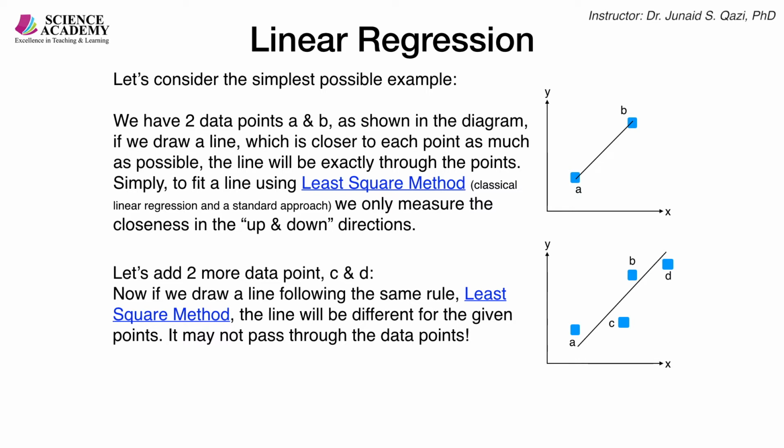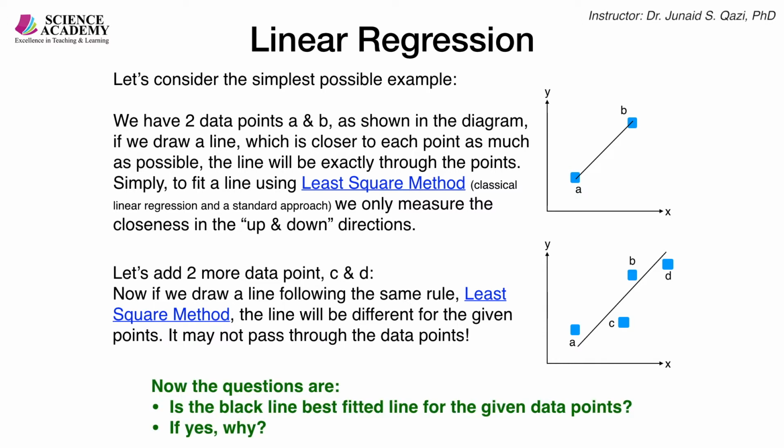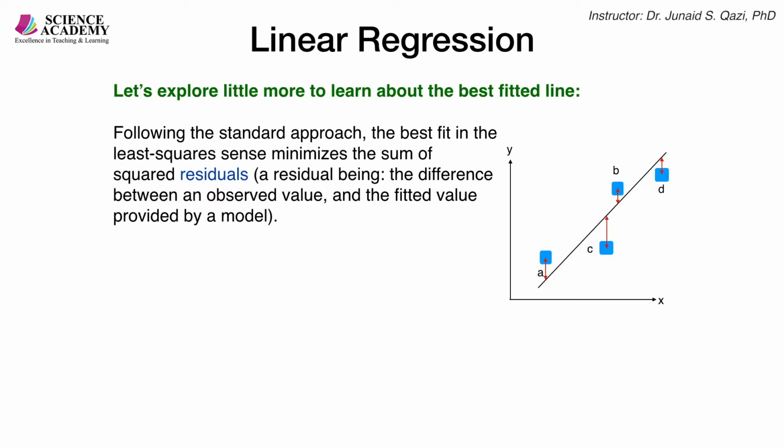Now, we have 2 other points, C and D. If we draw a line following the same rule of least square method, the line will be different from the given points. It may not pass through the data points. Now the questions are, is the black line the best fit line for the given data points? If yes, why is this one the best fit to the data points? Let's explore a little more to learn about the best fitted line.